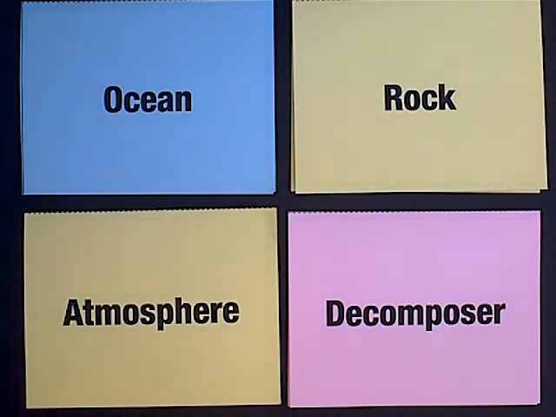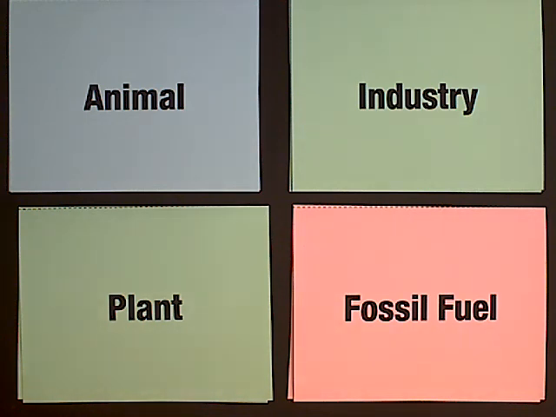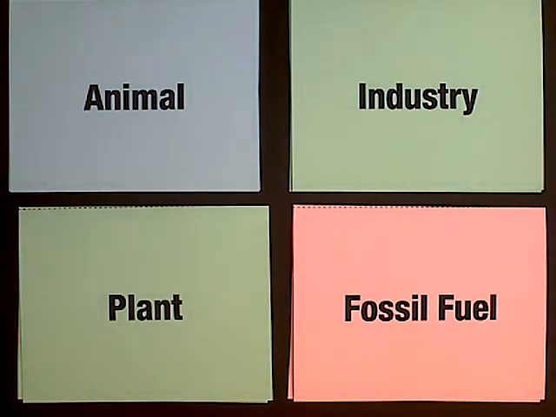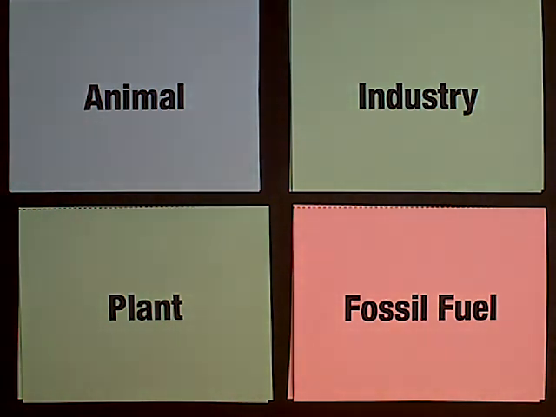So here are the first 4 of the carbon reservoirs. We have ocean, rock, atmosphere, and decomposer. And the other 4 were animal, industry, plant, and fossil fuel. So figure out where you spent the most time, which of these carbon reservoirs you never went to. We're going to make some observations about that in our assignment.